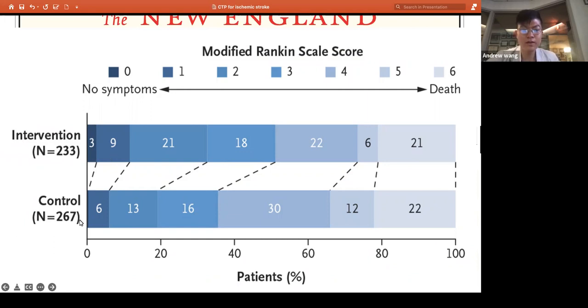So we can see there's a trend of improved outcome, with more patients with lower modified Rankin scale scores, which means they have a better functional outcome at 90 days. And fewer patients with higher modified Rankin scale scores, which means fewer patients have a worse outcome at 90 days. However, patients with a modified Rankin scale score of 6 are about the same. So 6 means the patient died at 90 days.